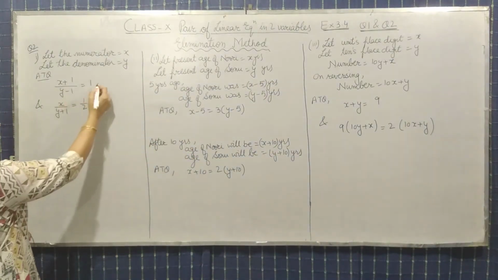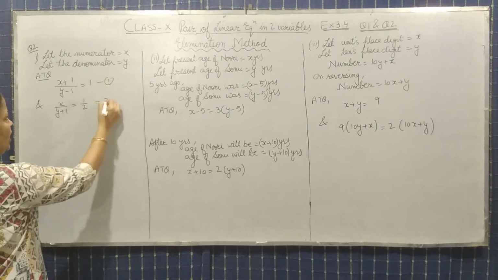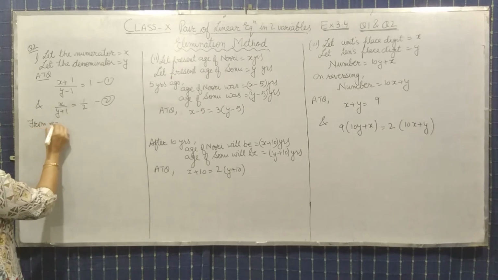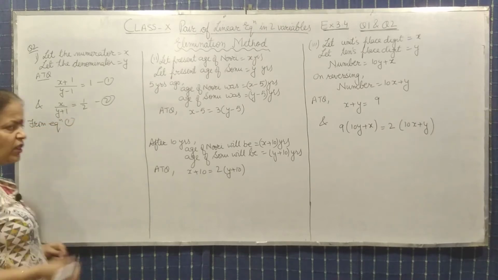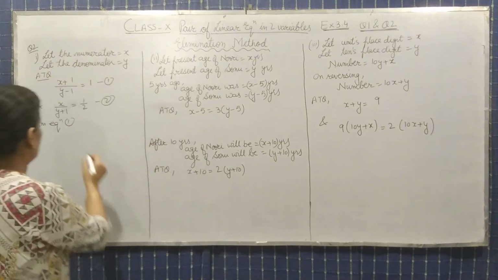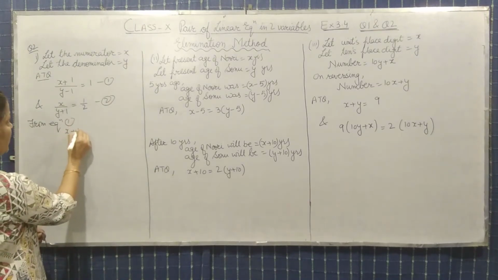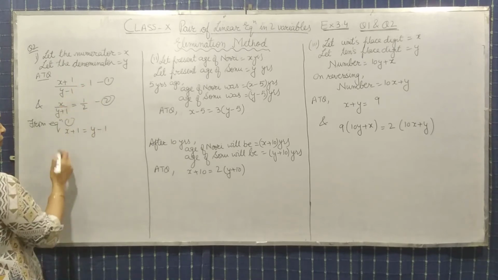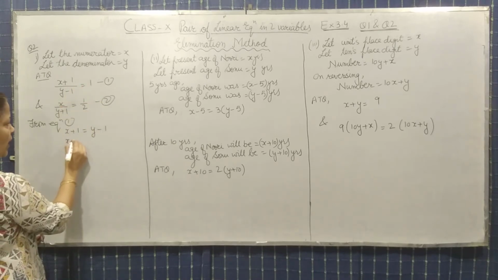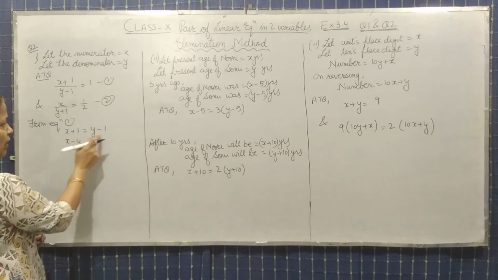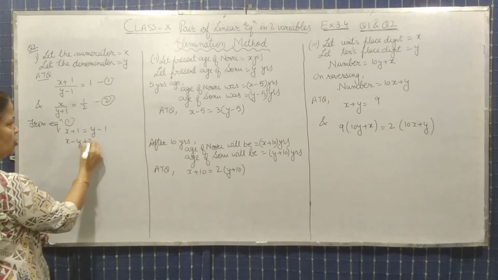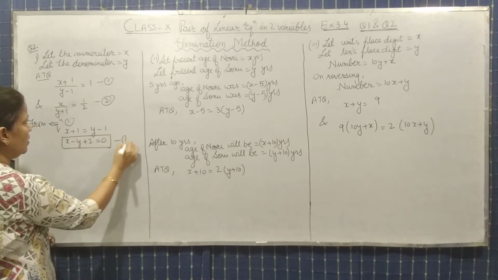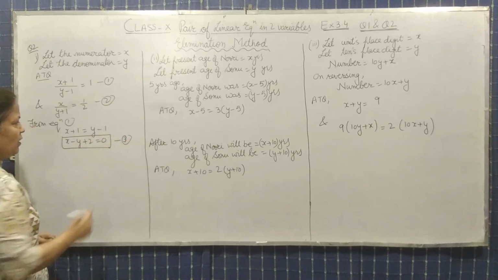So from equation 1 and equation 2, from equation 1, how will you make it linear equation? कैसे बनाएंगे इसको linear equation? So we will cross multiply it. x plus y equal y minus 1, cross multiply it. Now shift the terms. So it will become x minus y equal, shift it here, 2 equals 0. So this is the first linear equation.